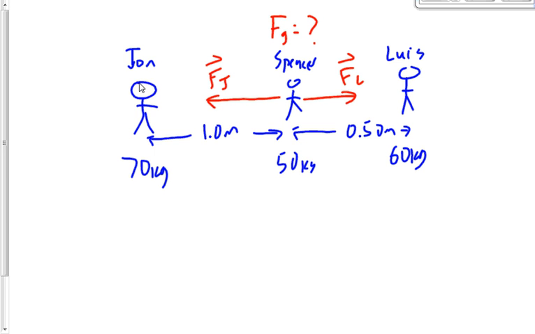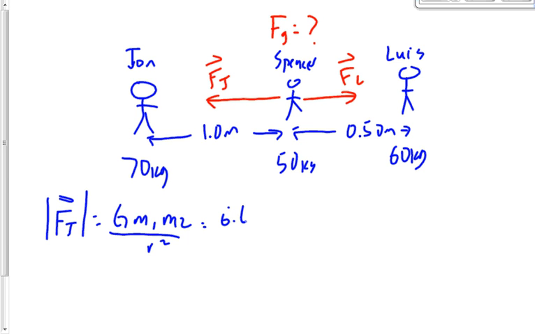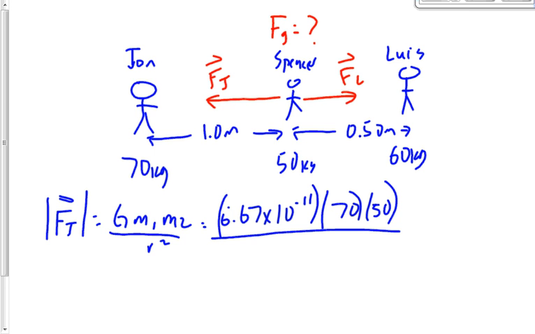Let's calculate both of those forces. Fj, the force of John on Spencer, is going to be G m1 m2 over r squared. That's 6.67 times 10 to the minus 11 times m1. What did we use here for mass 1, John or Spencer? Does it matter? Doesn't matter. The distance here, this one's easy because we've got 1 meter. Let's figure that out: 6.67 times 10 to the minus 11 times 70 times 50 divided by 1.